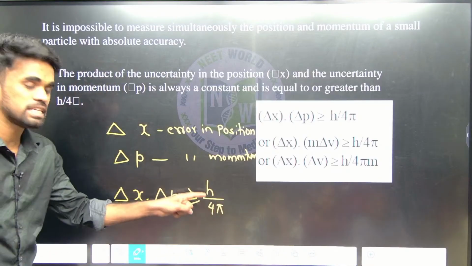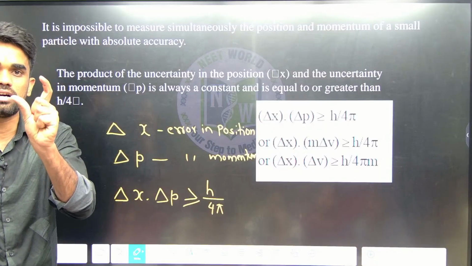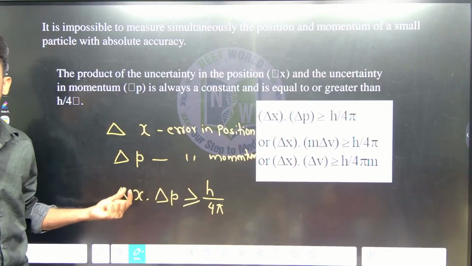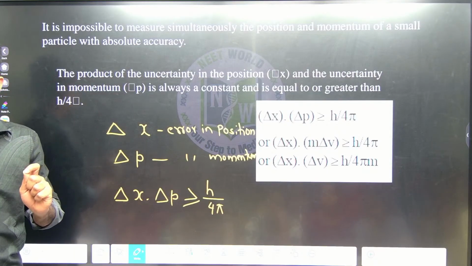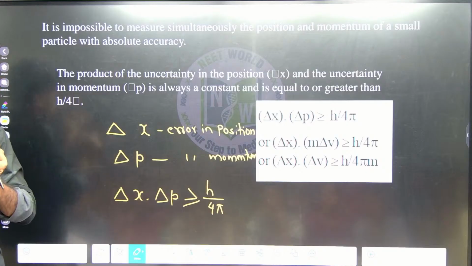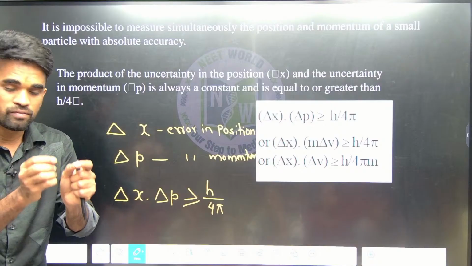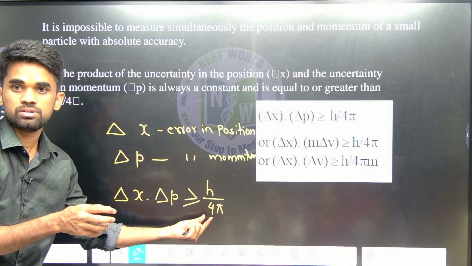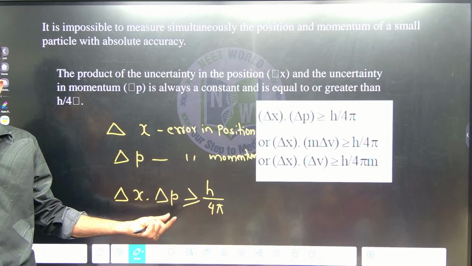If you simplify this value, you are going to get some fixed value. So at least that much error will be found if you try to find the exact position or momentum of an electron. What he is saying is, if you try to find an electron, there will be some error, and that error will be either greater than or equal to this value. Are you able to understand a little bit at least?